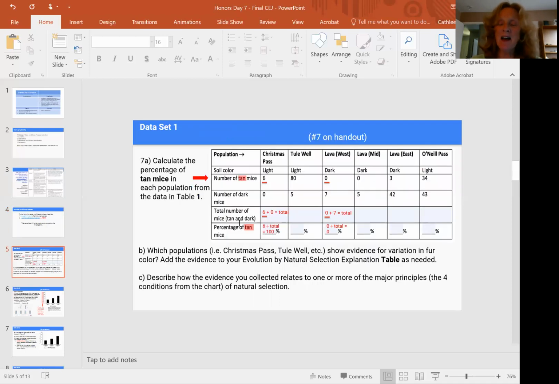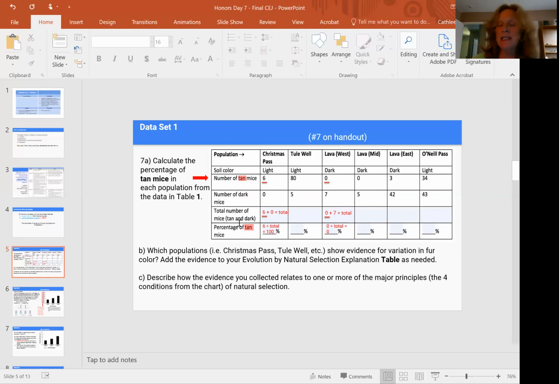So what you can see on number 7 on the handout is there's a chart in there. And I made sure that I've highlighted that in this case, they're asking you to calculate the percentage of the tan mice, okay, in each population in data table 1. So they're specifically saying just the tan. Well, if you look, those are the various locations, Christmas Pass all the way to O'Neill Pass, okay? And they're telling you what the soil color was, the number of tan mice, and then the number of dark mice. Well, you need to know both because you need to know what the total number of mice were, right? Otherwise, you wouldn't be able to figure out what percentage of tan mice there were. You can't do a percentage without having a total, right?